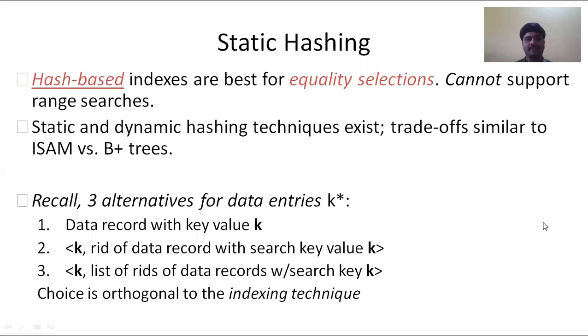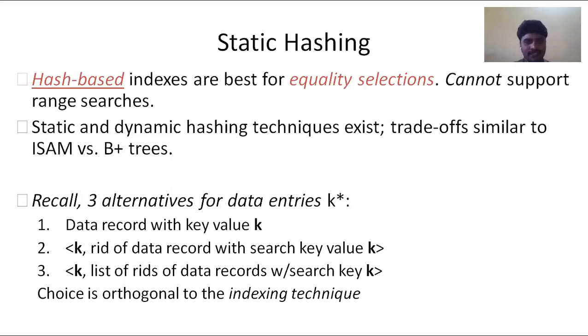Hash-based indexes are best for equality selection. They can't support range searches. So here are the two things. Hash-based indexes are the best for equality selection, with no support for range searches. And secondly, static and dynamic hashing techniques exhibit a trade-off similar to ISAM versus B plus trees.